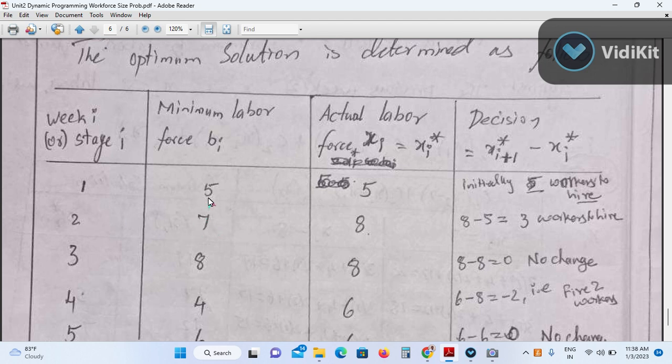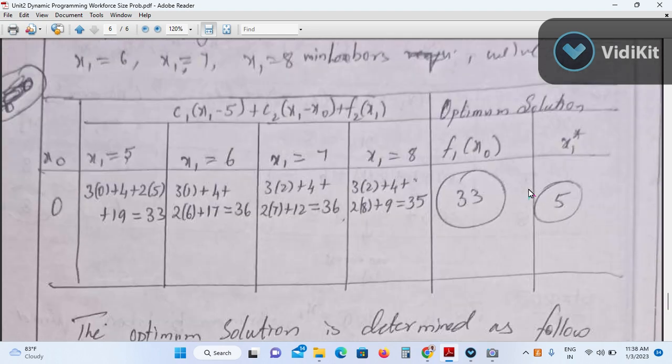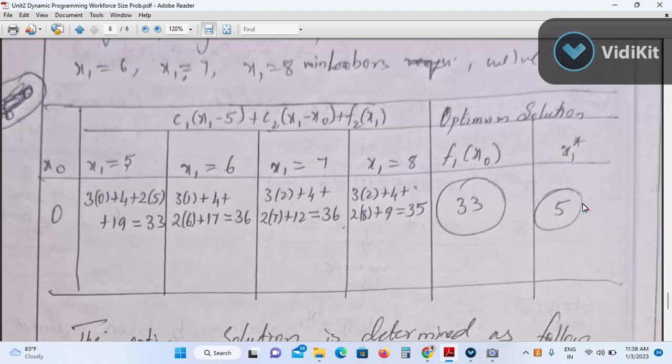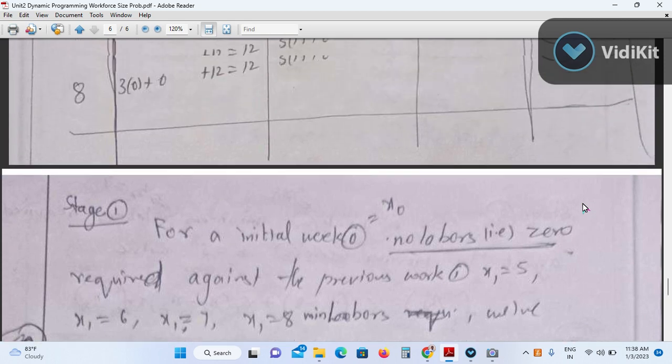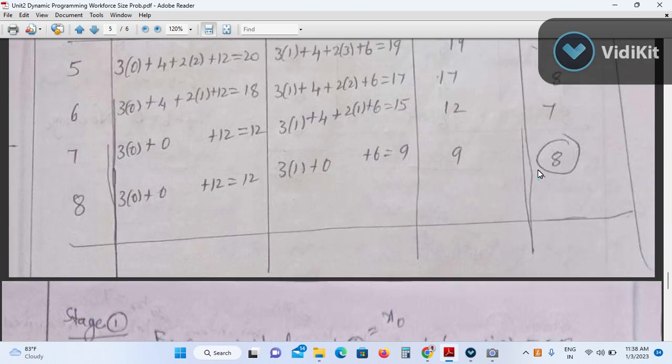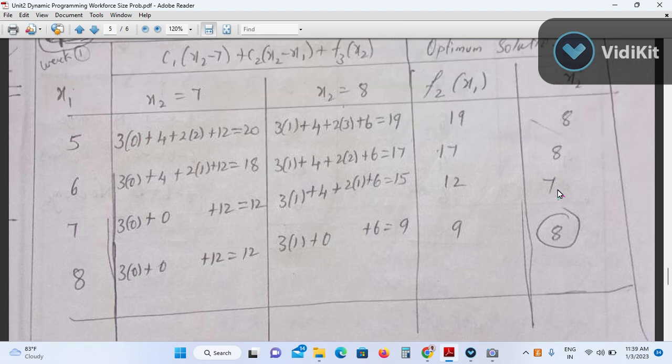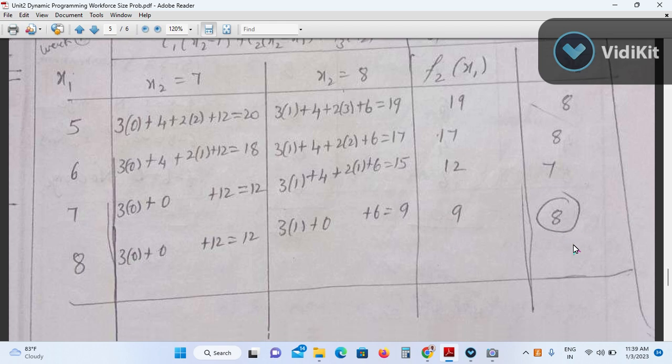For the second week 7, that is B1, B2, B3, B4, B5, right? And actual laborers, that is the optimality, here we are going to talk. So actual laborers is xi asterisk. In week 1, in this table we observe it is 5, right? Similarly in week 2, we observe the optimality is 8. How do you get this optimality? Among these I have to choose the minimum laborers. Here among these the minimum is 9. It is given by 8, right?